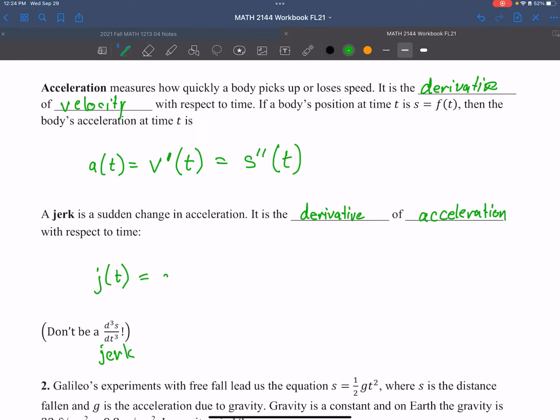So in terms of the notation, jerk is typically referred to as a function labeled j. It is the first derivative of the acceleration function, the second derivative of the velocity function, or the third derivative of the position function. So it's the rate of change of the rate of change of the rate of change.